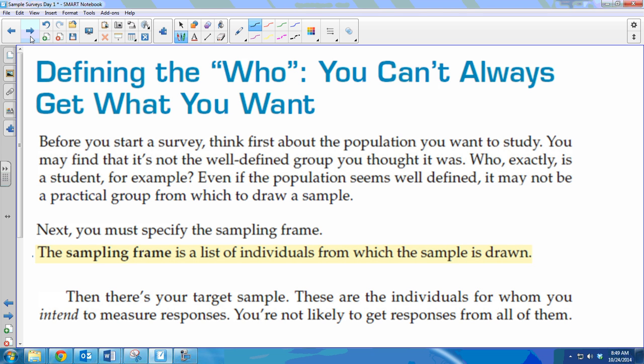So you always need to specify the sampling frame. And the sampling frame is just a list of individuals from which a sample is drawn. So if you're going to just do a survey of random people with telephones, then your sampling frame is going to be some sort of list of telephone numbers, like a list from a telephone book or a list from somewhere. If you're going to do a sample of Murray High School students, I need a roster of Murray High School students. That's my sampling frame. I'm not going to survey everyone, but the people I survey are going to be within that list.